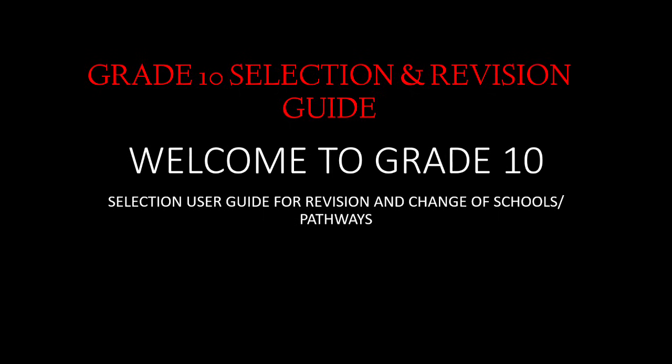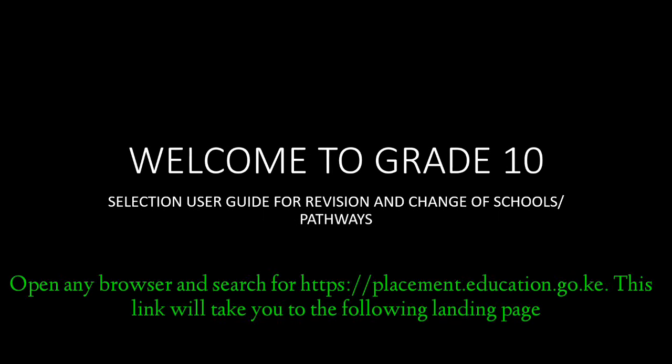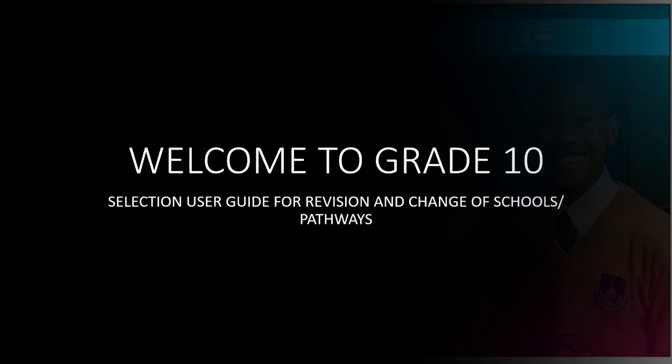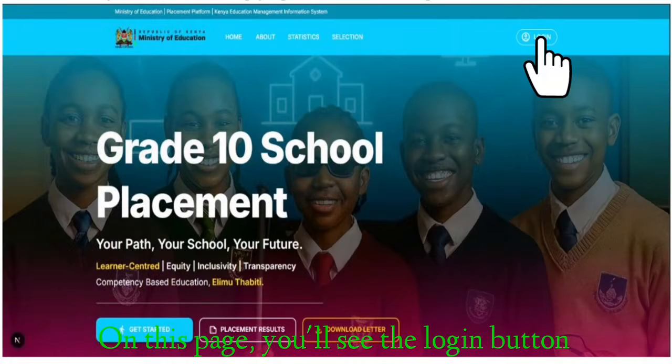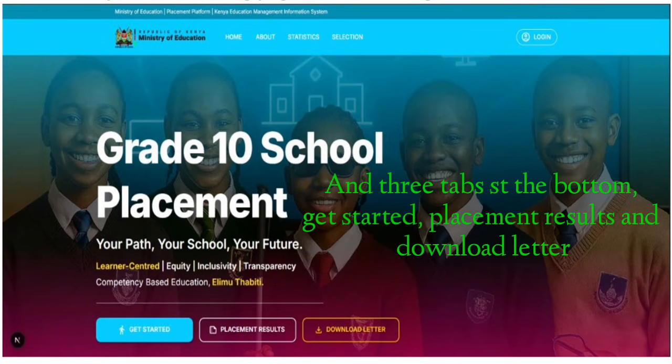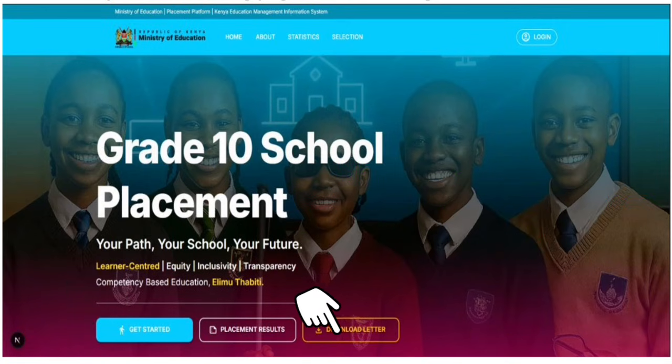Grade 10 Selection and Revision Guide. Open any browser and search for REPS Placement Education Go key. This link will take you to the following landing page. On this page, you will see the Login button and three tabs at the bottom: Get Started, Placement Results, and Download Letter.